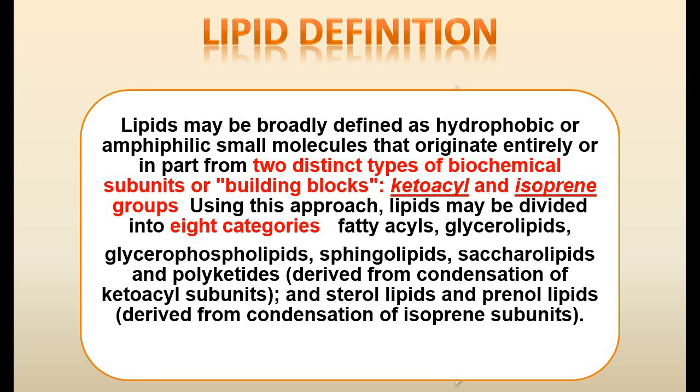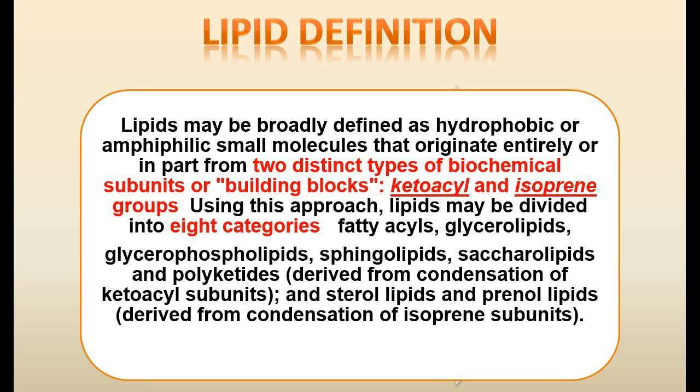Using this approach, lipids may be divided into 8 categories: the fatty acyls, the glycerolipids, glycerophospholipids, sphingolipids, saccharolipids, and polyketides. Polyketides are derived from the condensation of ketoacyl subunits, and the sterol lipids and the prenol lipids are derived from condensation of isoprene units.